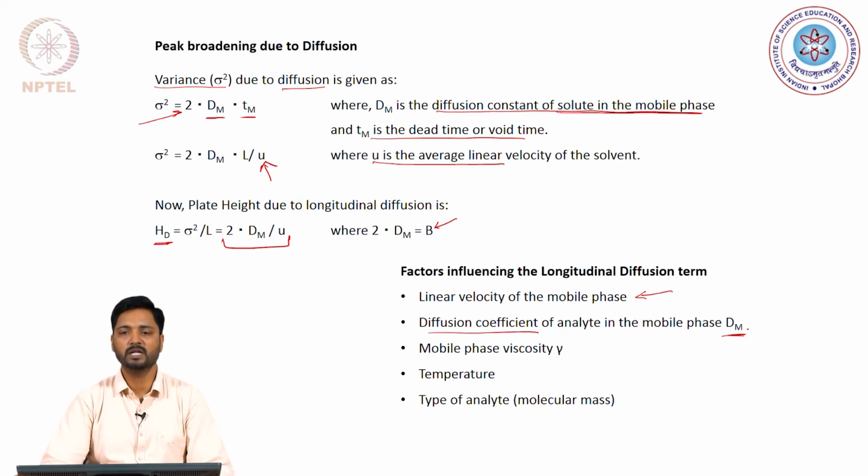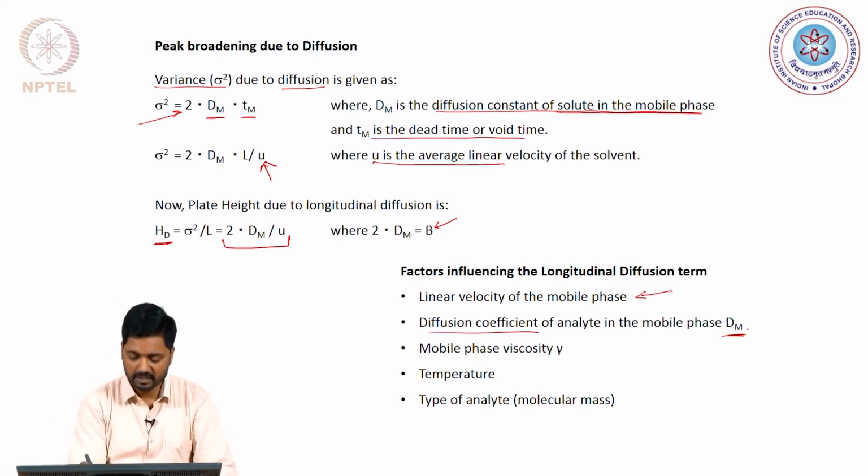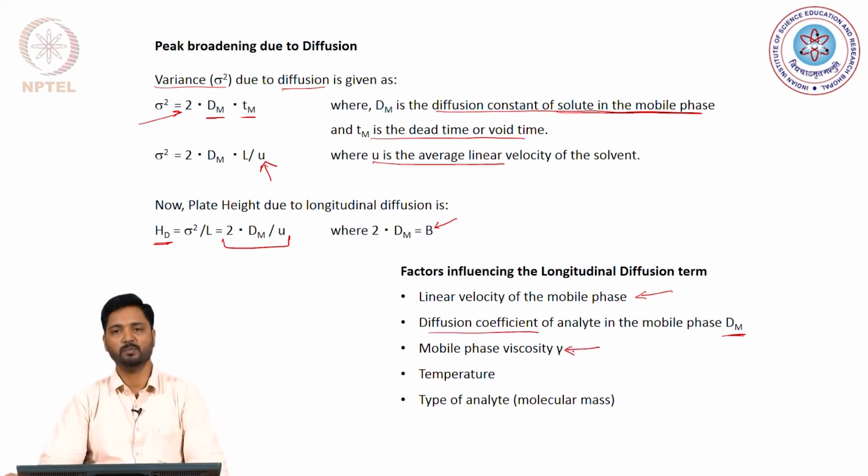Now, it also depends of course on the diffusion coefficient of the analyte in the mobile phase, which we have denoted as Dm. A solute that has a higher diffusion coefficient will diffuse out much faster within the same time frame compared to a solute that has a lower diffusion coefficient in the same mobile phase. So, we need to keep these diffusion coefficients in mind when we are undertaking our chromatographic separations, especially in gas chromatographic separations. The other factor that comes into play is the viscosity of the mobile phase.